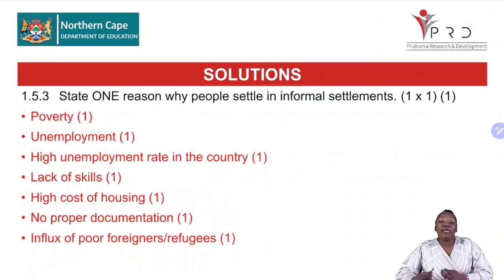As well as the high cost of housing, we're looking at the rate at which the bonds are being calculated. It's very high. So some of the people, even if they are employed, cannot afford to pay for the bond or even to rent. And also we're looking at no proper documentation, especially for those coming from outside of the country. They don't have proper documentation, which means they cannot get a decent job.